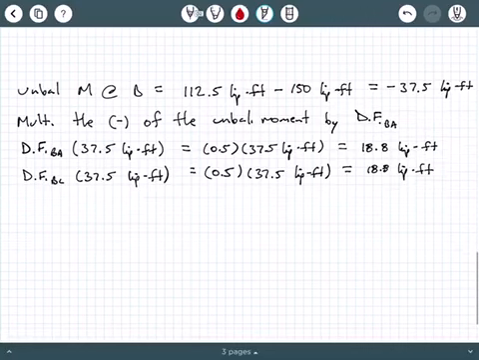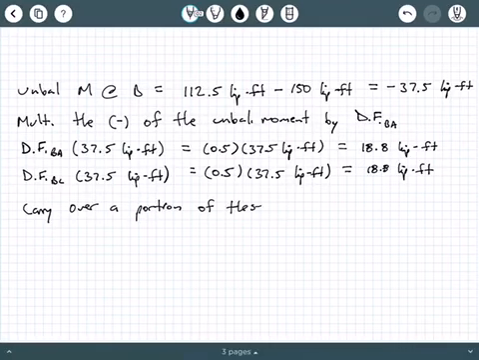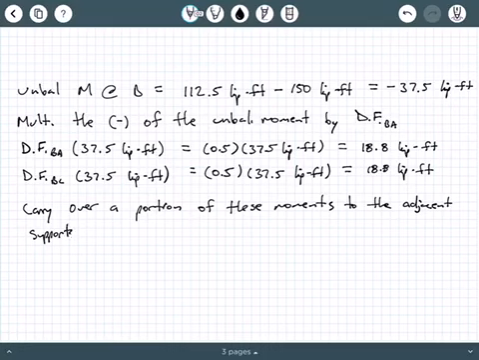So then what we do is we got to carry over a portion of each of these moments, right? So we'll make a note here. We're going to say carry over a portion of these moments to the adjacent supports. All right. Now remember, a carryover factor, a COF, carryover factor, we're always using that as 0.5.